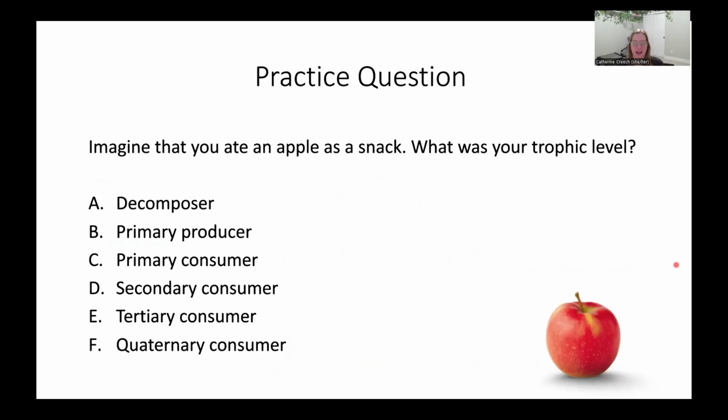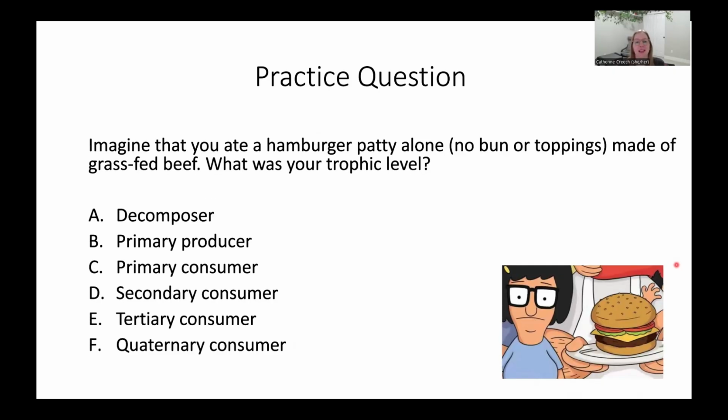Now, imagine that you ate an apple as a snack. What's your trophic level? You would be the primary consumer. The apple's the primary producer. Now imagine that you ate a hamburger patty alone, so no buns, no toppings, and that hamburger patty is made of all grass-fed beef. What's your trophic level? You are now a secondary consumer because you are eating the primary consumer that ate the primary producer.